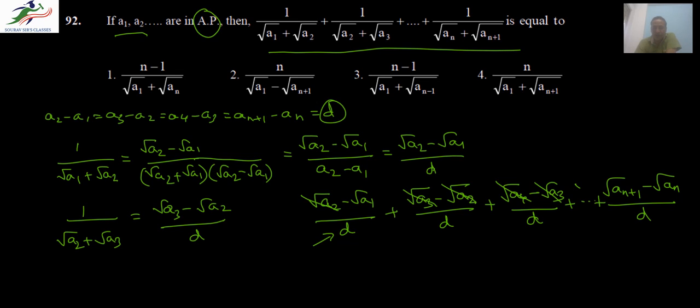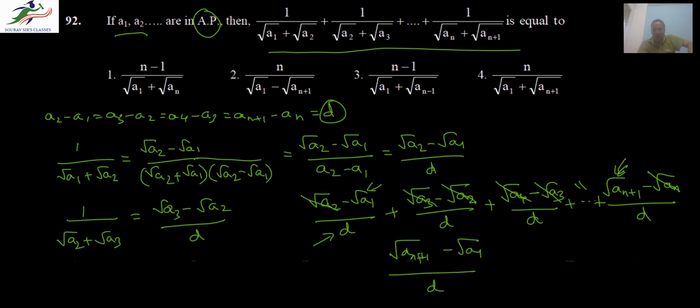and this will continue. So the second term of each of the terms is getting cancelled with the first term of the next term. The second term of the last term will not get cancelled because there is no term after this. So this will remain, and the first term of the first term will remain because there is no term before this. So these two terms will remain. So we will get root a(n+1) minus root a1 by common difference d.